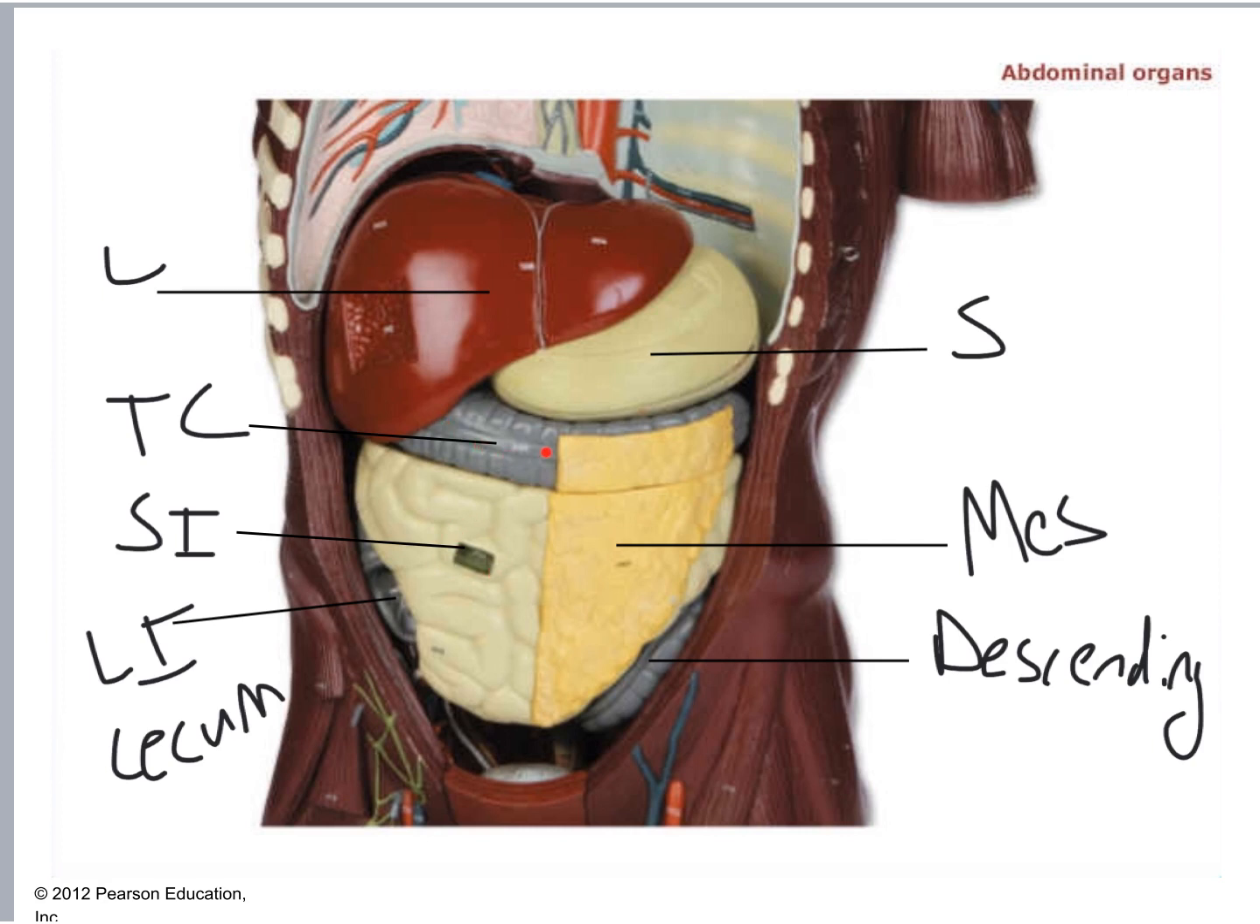And then right here is pointing to the transverse colon. It is part of the large intestine. Transverse colon because it goes in the transverse horizontal direction. This organ up here is the liver. This organ over here is the stomach. And then this line is pointing to the mesentery, or the greater omentum. And then this line right here is pointing to the descending colon.